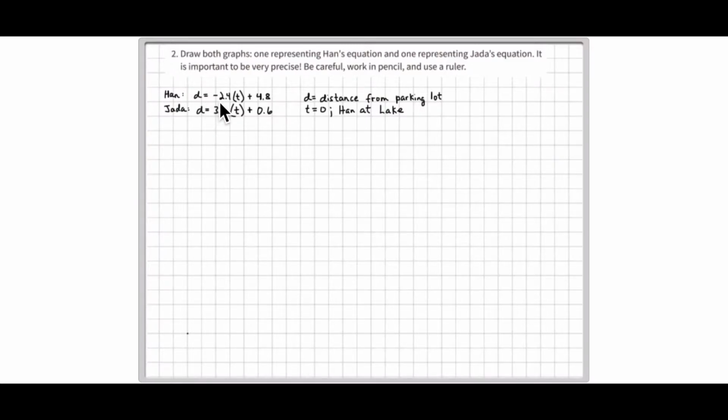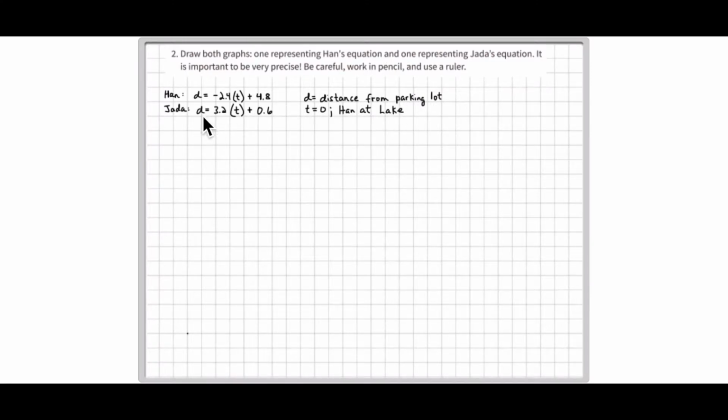So D in Han's case is negative 2 4/10 times T. So for each hour, he's 2 4/10 closer to the parking lot, and he's starting at 4 8/10 miles away from the parking lot. So D is the distance from the parking lot, and at time 0 Han is at the lake.